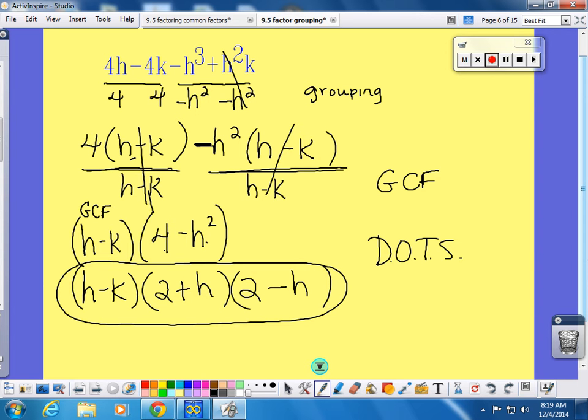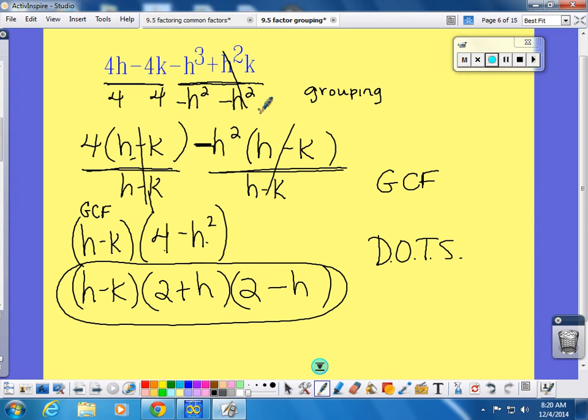Alright, now, let's look at this. Break it down one more time. How did I know to use grouping? 4 terms, 4 or more terms, okay. To do grouping, I have to pair them together. And so I paired these two and these two together, okay. And out of these two, I had a greatest common factor of 4. So I factored it out.